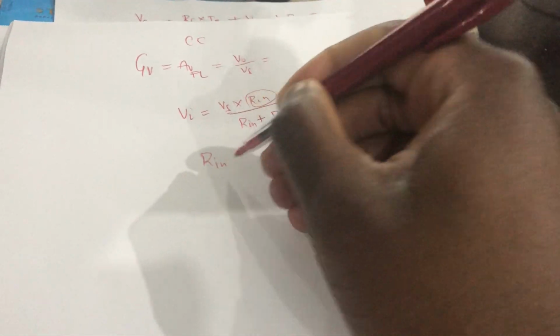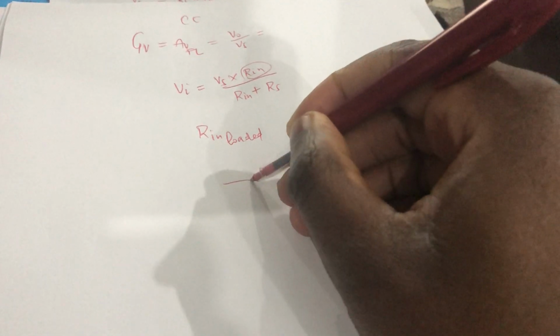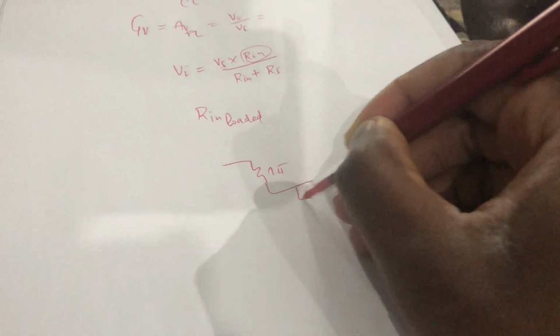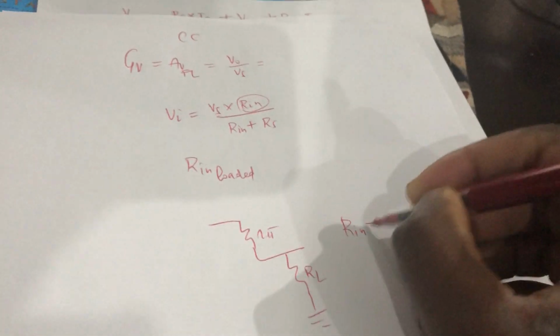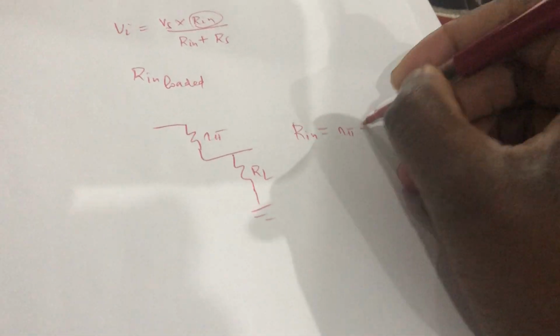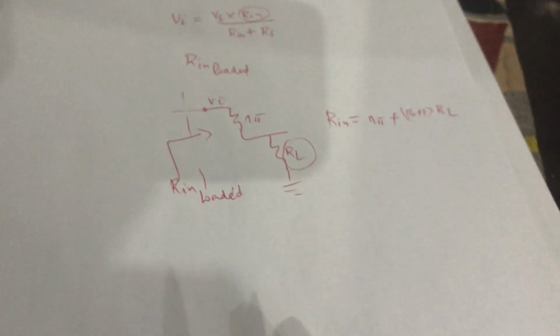But now here you must be careful, because now we're considering RL. So R in now considered here is the loaded version, which means we are in the case where we consider R pi but also RL all the way to ground. So the R in we're considering here is actually R pi plus (beta plus 1) RL. Must be careful with that, because we are in a fully loaded case. That's R in loaded, meaning the R in that considers the presence of RL.